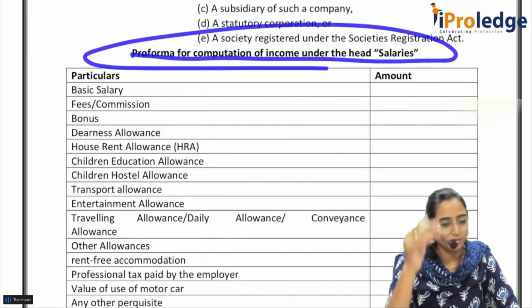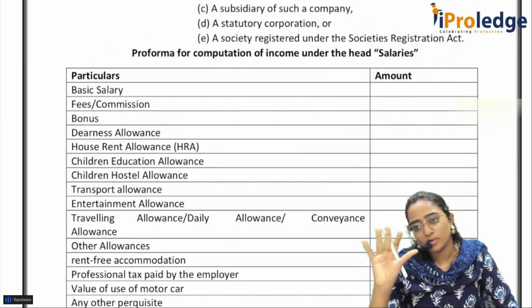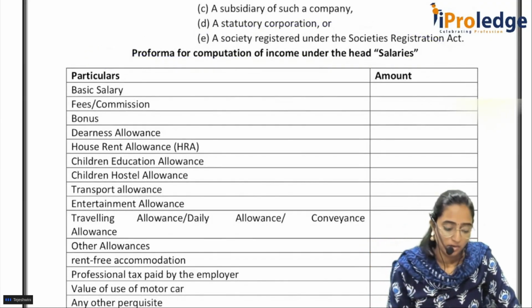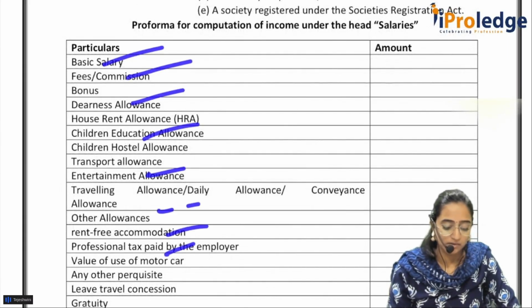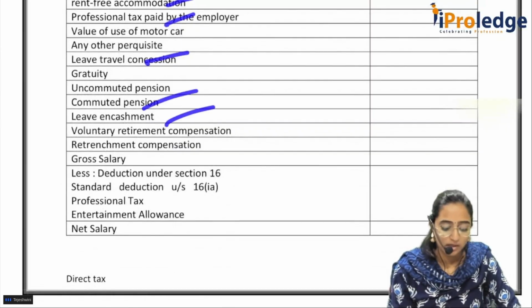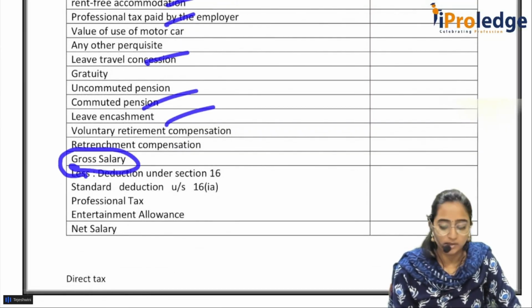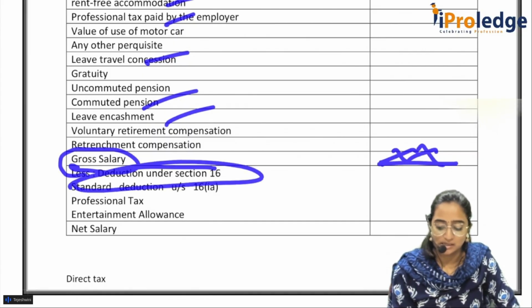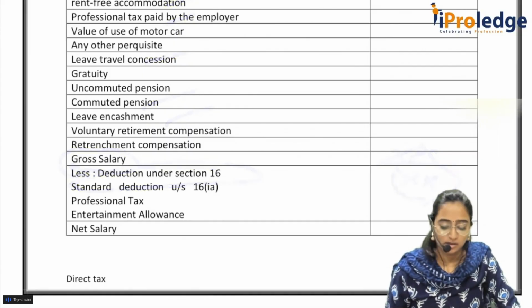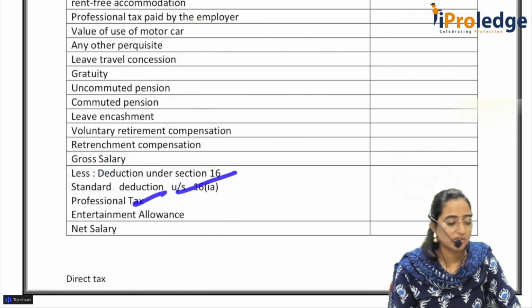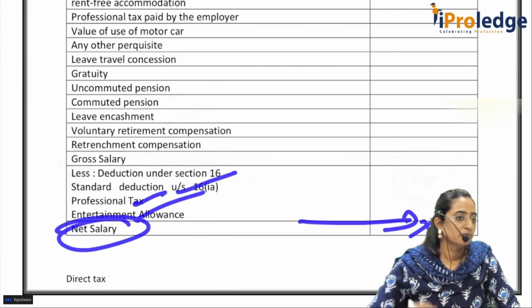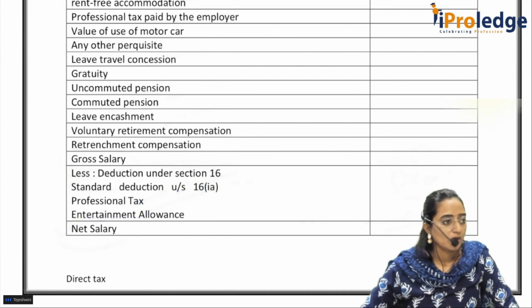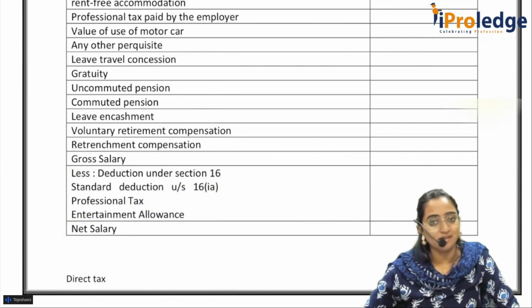So look into the pro forma. This is just the pro forma, just the list of what will come and how it will come. First of all, you will have basic salary, remuneration, allowances, perquisites, everything. Then you have gross salary, the total of that. Then you will have deduction under section 16: standard deduction, professional tax, entertainment allowance. Then what you get is the net salary. Everyone, this is the format.